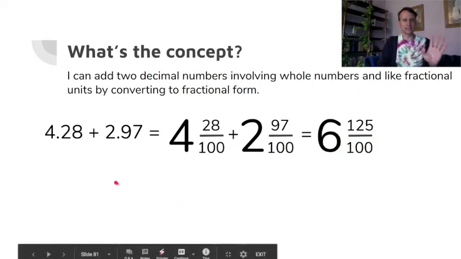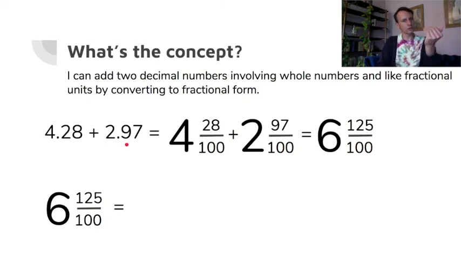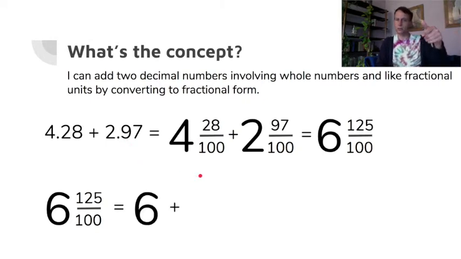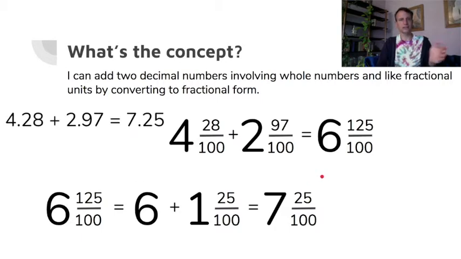Okay, so let's look at 6 and 125 hundredths. Right, 100 hundredths is another 1, right? So we have 6, and then we have 1, and what's left? 25 hundredths. Together, 6 and 1 are 7, and we have 25 hundredths. As a decimal, 7.25 is what we'd write, 7 and 25 hundredths.